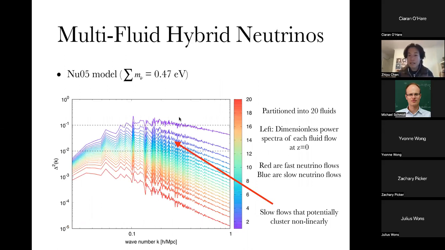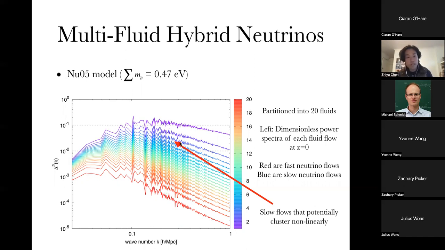So yeah, as an example here, we picked a model, which is the Planck 2018 base cosmology, with a fairly heavy set of neutrinos, about half an eV sum of masses. And here we broke down the neutrino population into 20 fluid flows. Here at z of 0, you see the dimensionless power spectrum. The very fast flows on the red end are very fast, so you don't expect them to cluster a lot. They have very small power and they remain well and truly linear.